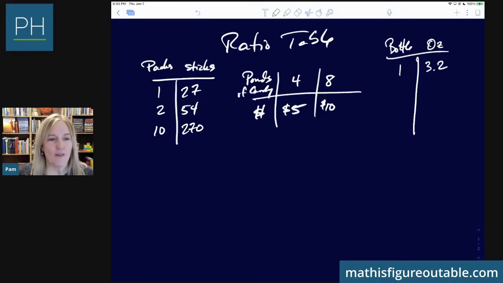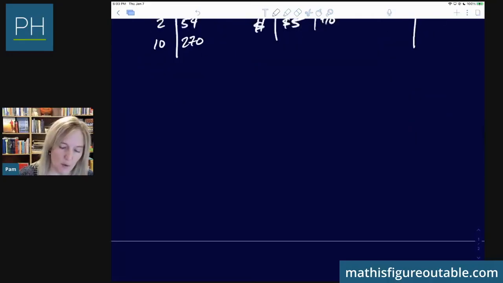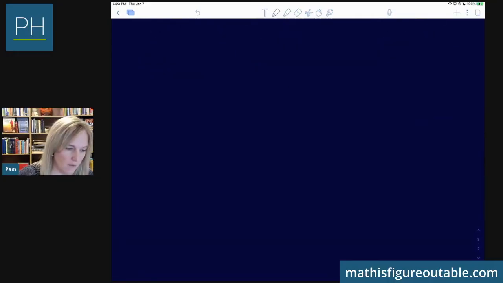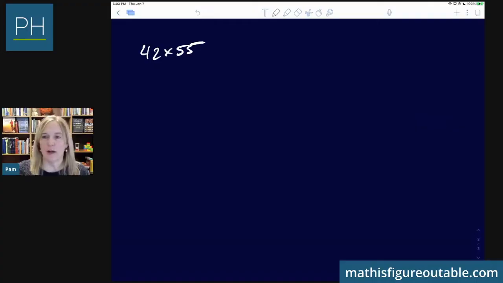All right, so if I were to give you an example of how we could use a ratio table to solve a multiplication problem, let's do that. I'm going to give you the multiplication problem of, how about just something random like 42 times 55. That's a pretty standard 2x2 multiplication problem that a student might have to solve.